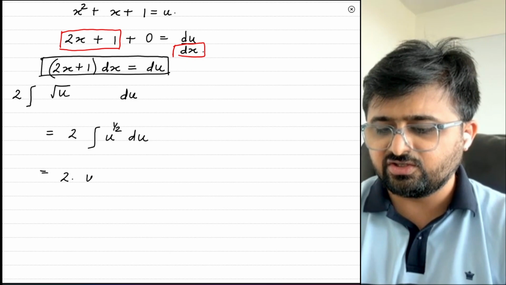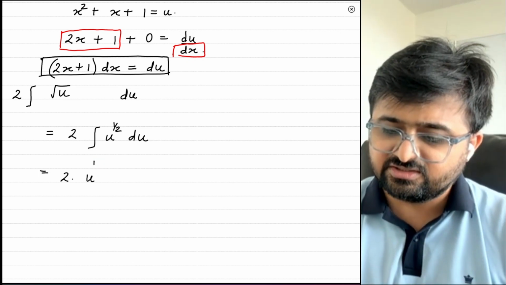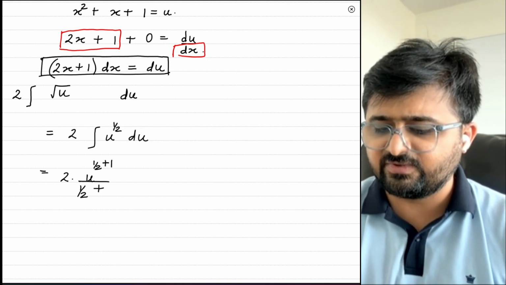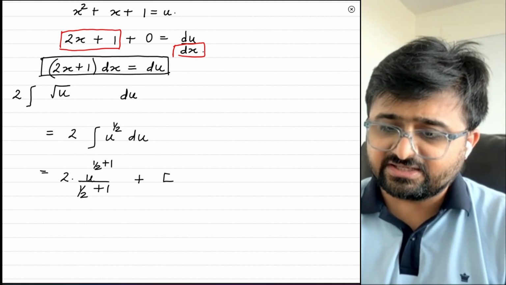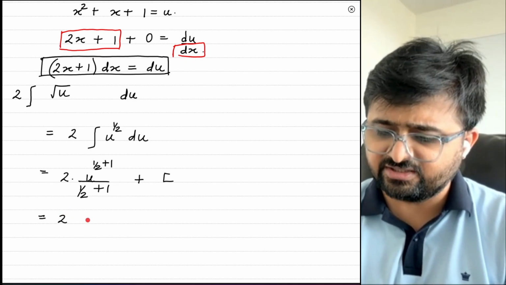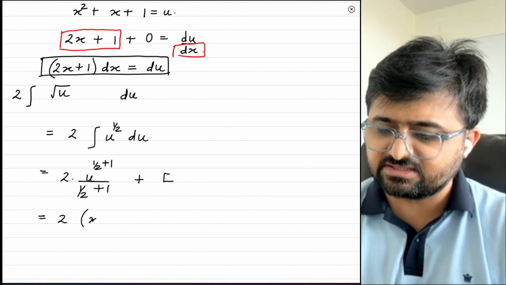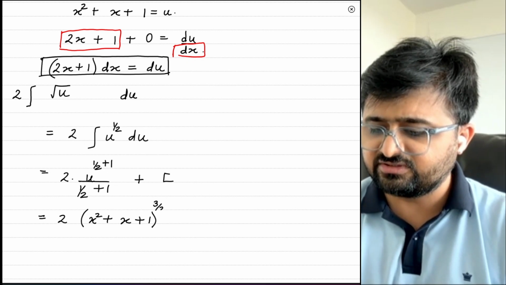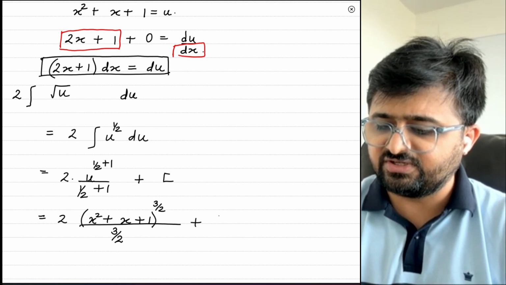At this point, it's such a simple integral, and we can just integrate it using the basic algebraic formula: u to the power n plus 1 divided by n plus 1, because it is algebraic. So we have u to the power half plus 1 divided by half plus 1, plus let's add the constant of integration c. We can convert it back to the x world and just clean this up a little bit. So instead of u, we can just write x square plus x plus 1 to the power 3 by 2 divided by 3 by 2 plus c.